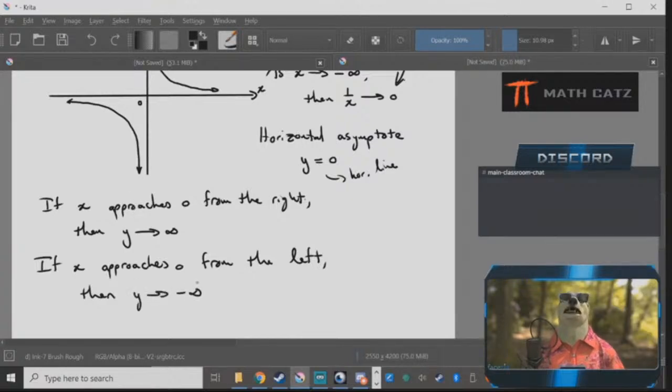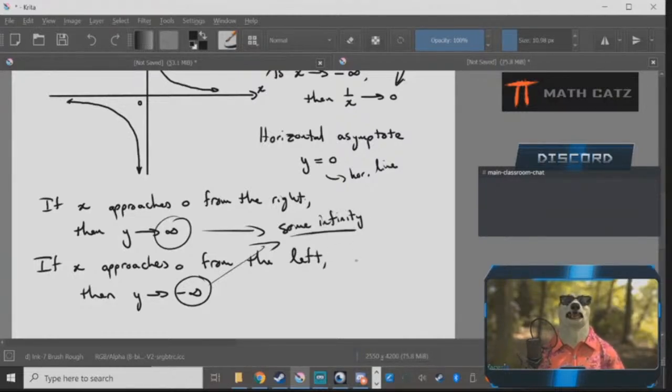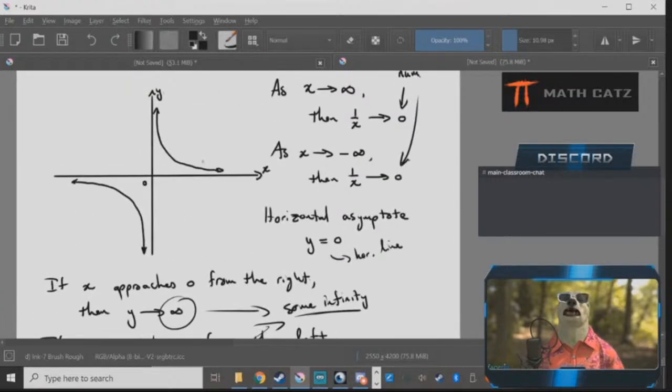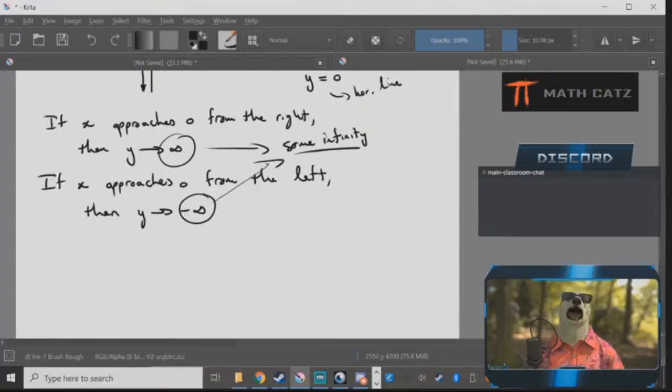The behavior of y is different. However, it's an infinity. Let's say it here. Some infinity. I don't care if it's positive or negative. It's one of the infinities. When that happens, the graph wants to become a vertical straight line. The line that sits right on the y-axis in this case. The closer I get to 0, the more the graph behaves like that line. So we're going to call that line a vertical asymptote.